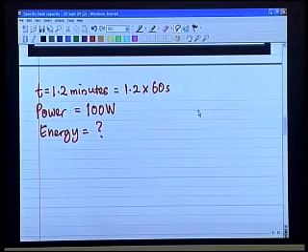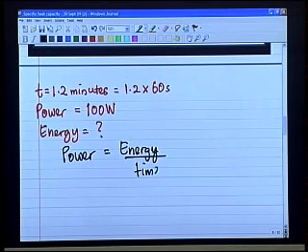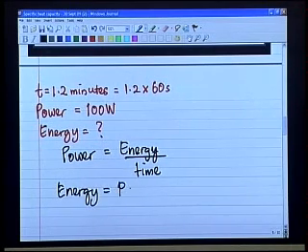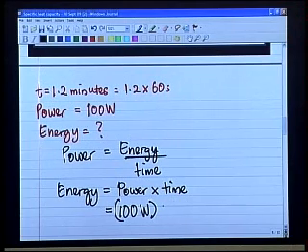So, I use the equation. The equation is power equals energy divided by time. So what is energy? Energy equals power times time. Now what is the power? 100 watts multiplied by time, 1.2 times 60 seconds.